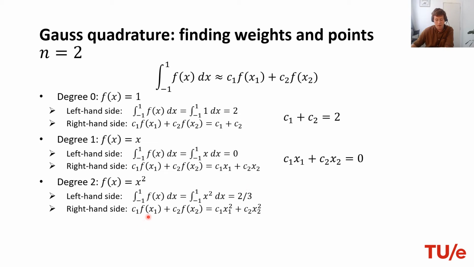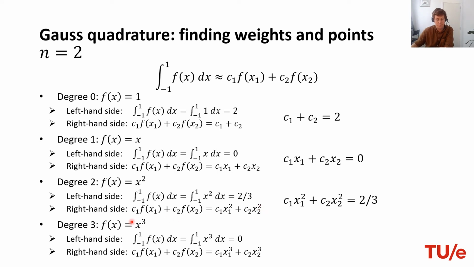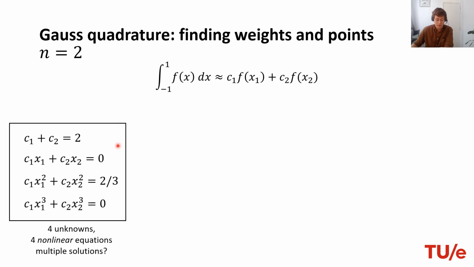And again, simply plugging in x1 and x2 into this f of x will give you this thing on the right-hand side. Again, we say, well, these two things have to be equal, which gives us another equation. And we can follow the same procedure to get the third degree, and this will give us yet another equation. So now we see that here we have 4 equations, and we have also 4 unknowns. So the unknowns are C1 and C2, and X1 and X2. So we have 4 equations, 4 unknowns.